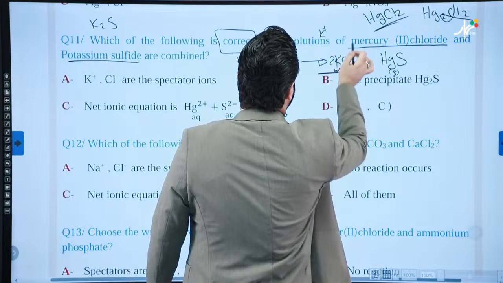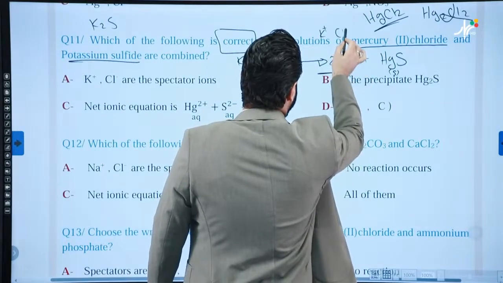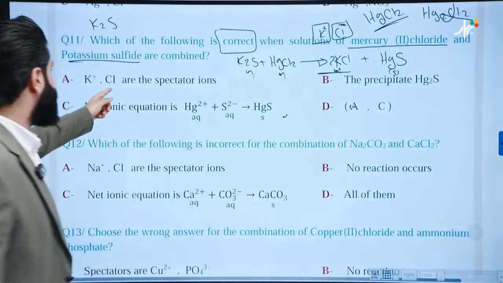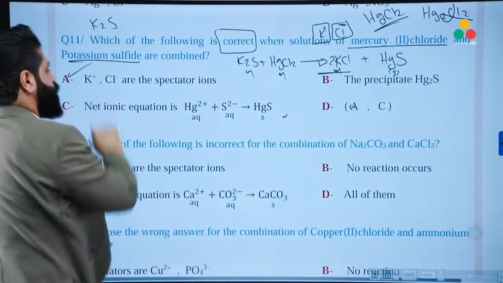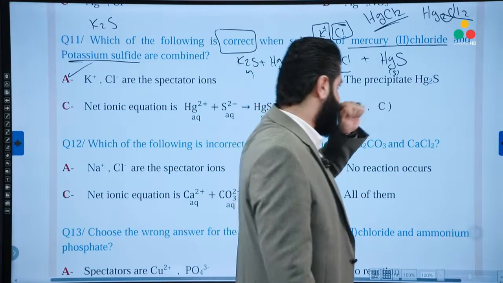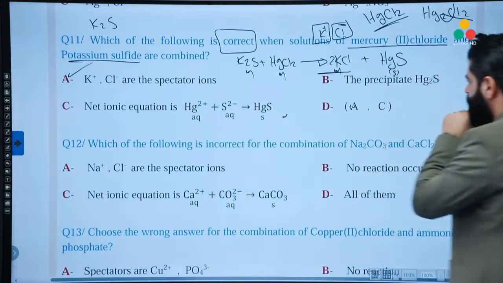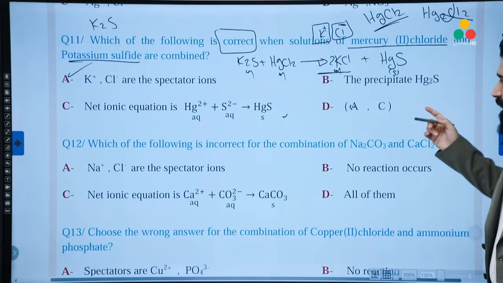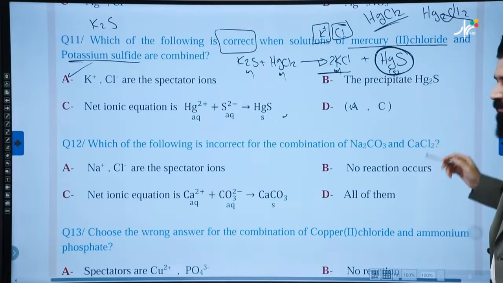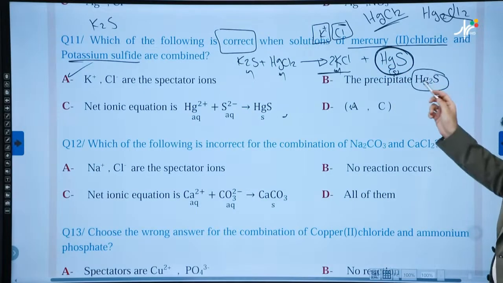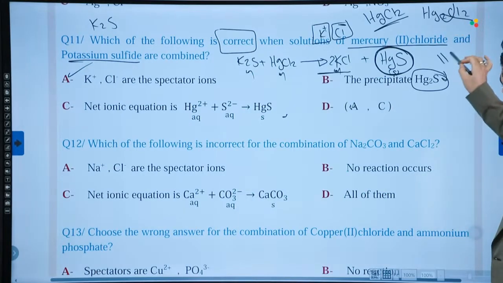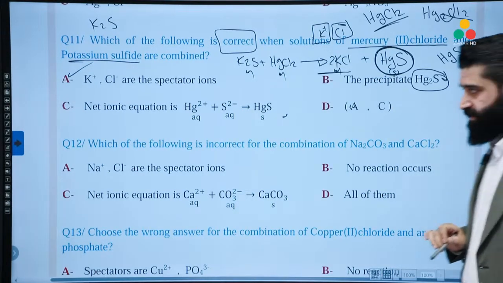The aqueous salt will become the spectator ions. K and Cl are the spectator ions. True. This one? The precipitate is Ag2S. Let's see. Correct or incorrect? Look, is there something wrong with these two formulas? Are they the same? No. So this is incorrect. The precipitate is AgS, not Ag2S.